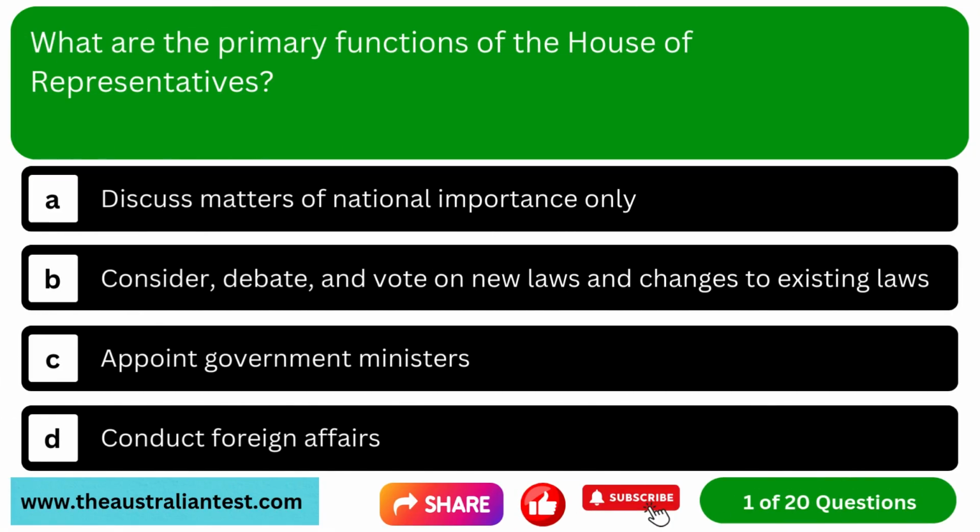Question 1. What are the primary functions of the House of Representatives? Option A. Discuss matters of national importance only. Option B. Consider, debate, and vote on new laws and changes to existing laws. Option C. Appoint government ministers. Option D. Conduct foreign affairs.